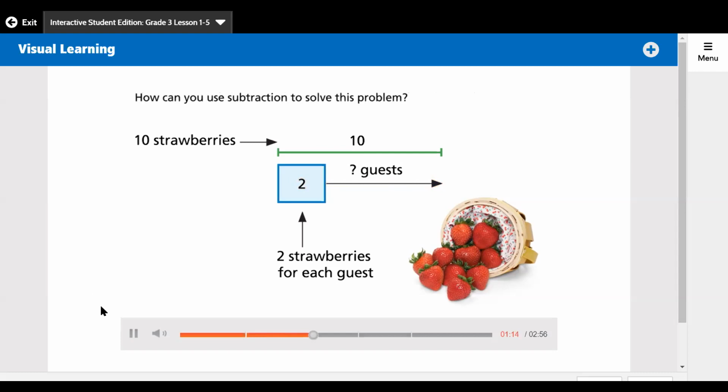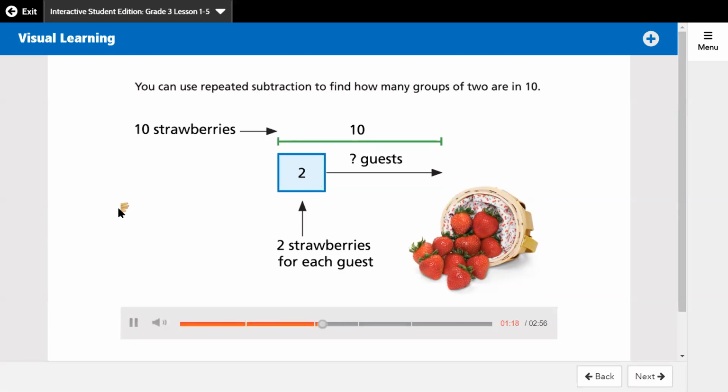How can you use subtraction to solve this problem? Okay, so if we already know how many we have in total, right? And we know that each group is going to have 2. We're just trying to find how many groups of 2 we need. We can subtract 2 each time from 10 to find out how many times we need to make a group. You can use repeated subtraction to find how many groups of 2 are in 10.